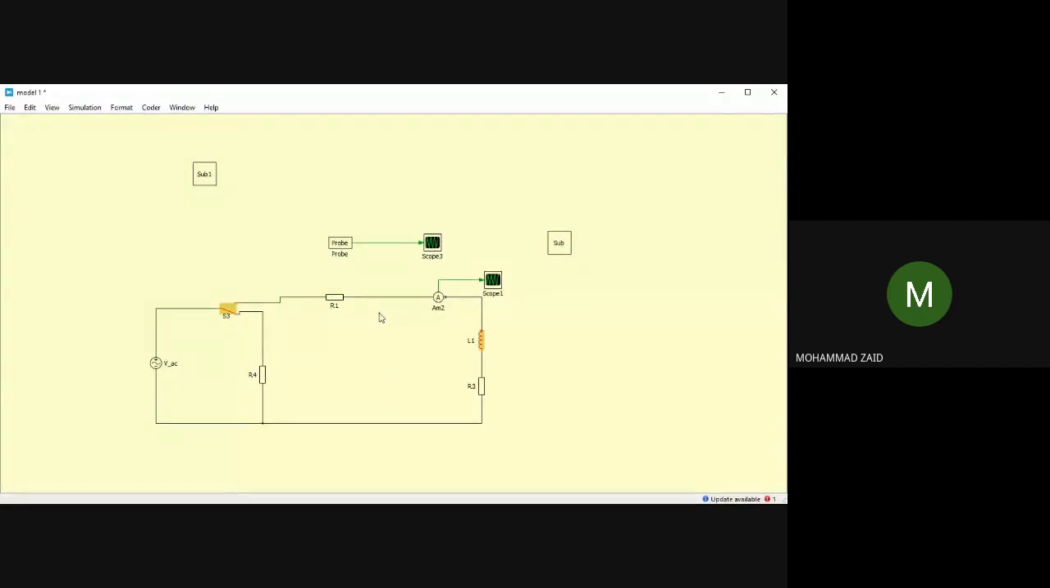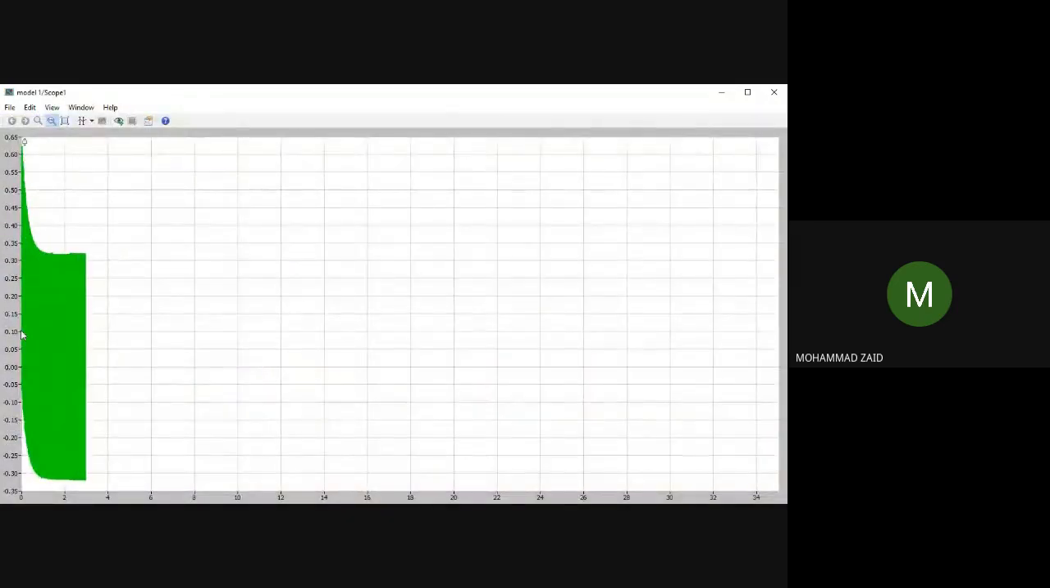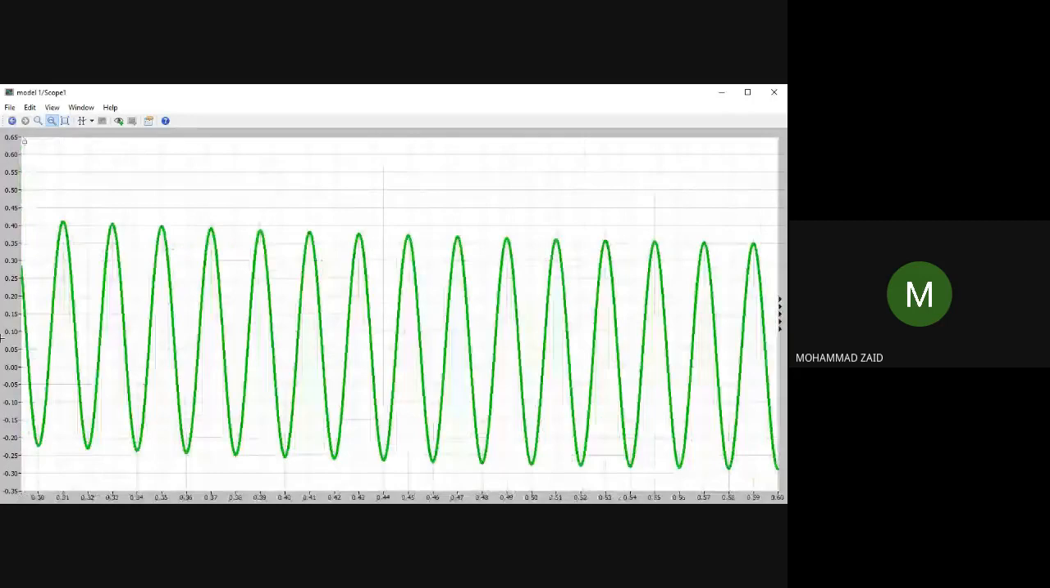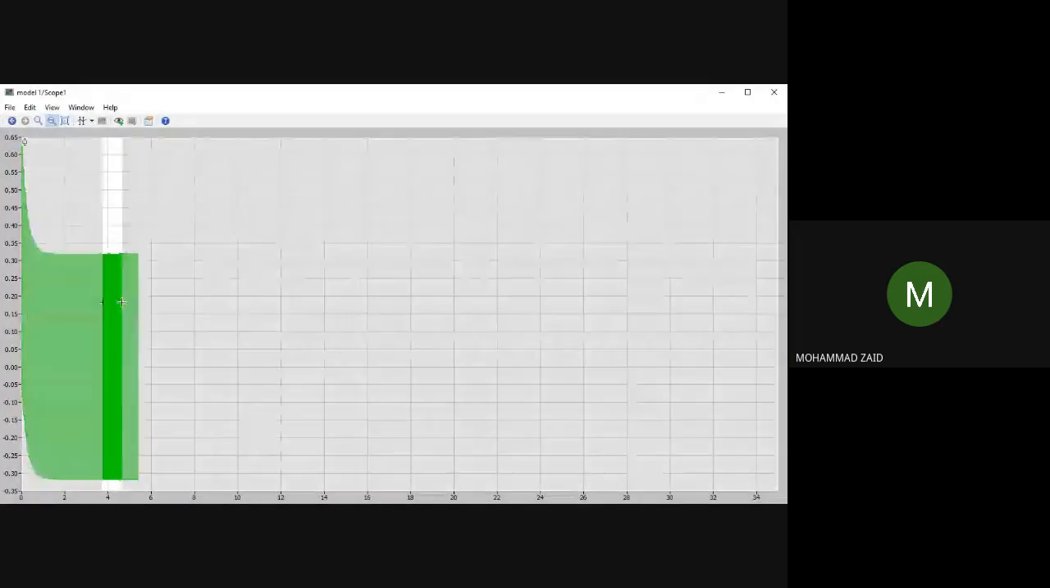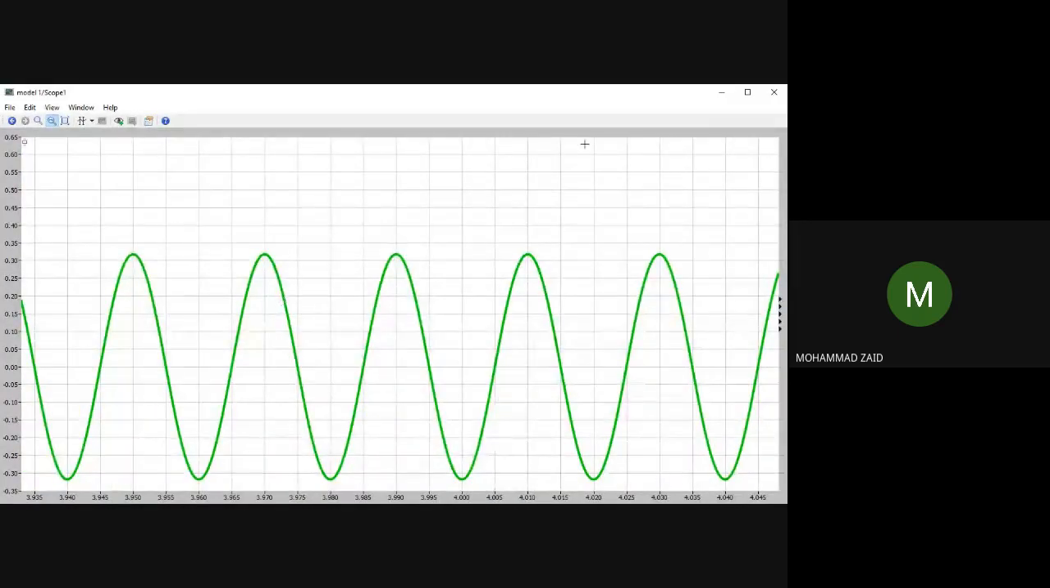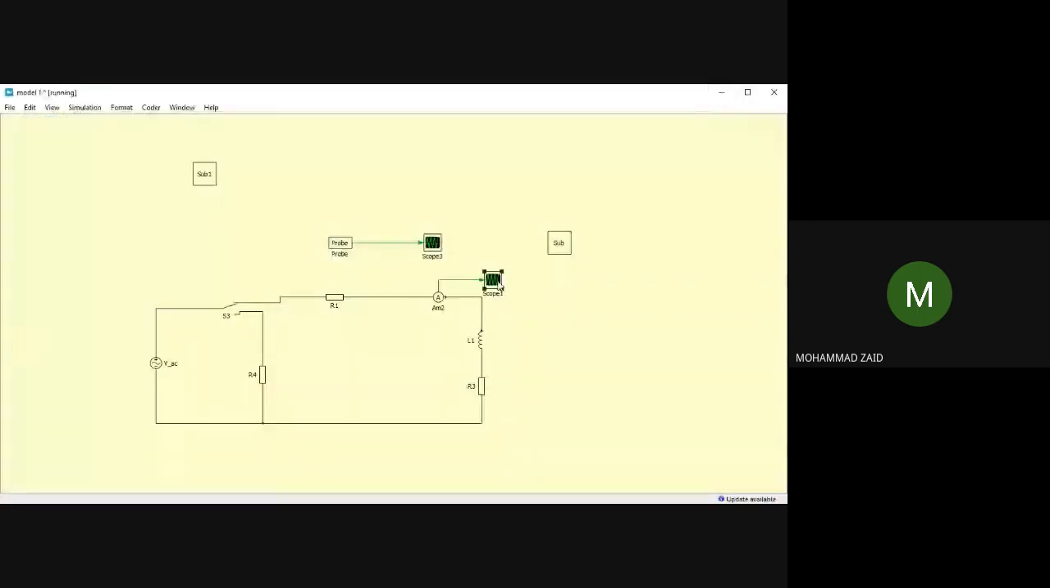You will be observing a few things here. Let me put my switch to position 1 and start the simulation. I have started the simulation, and what I am observing is the inductor current. Let us see how this inductor current is changing. You see, the steady state has been reached, and the current is quite sinusoidal. Let me stop this simulation and take the voltage also.